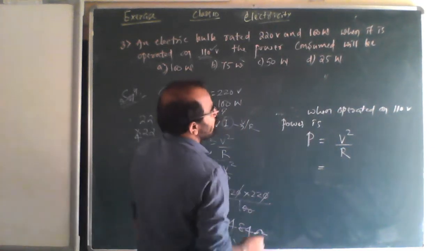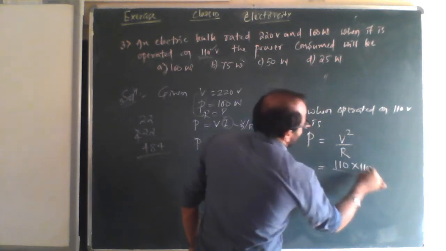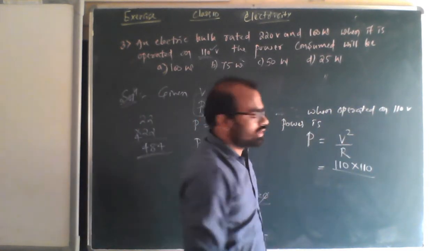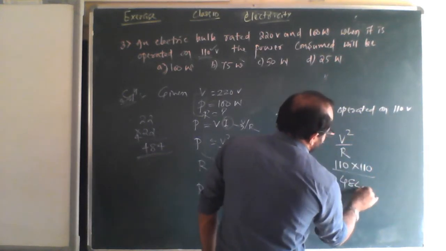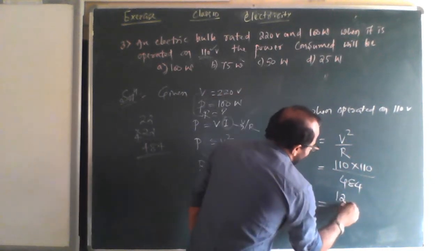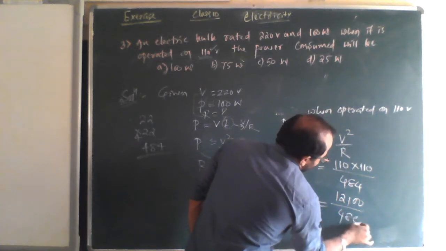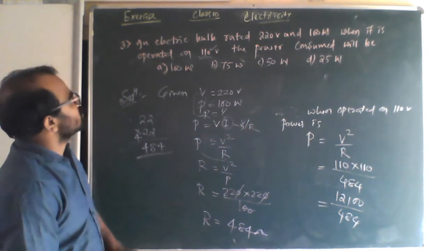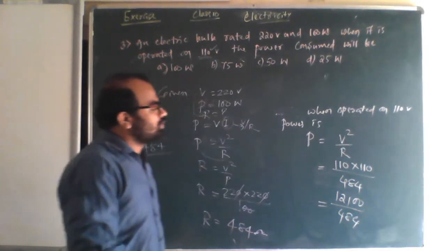So 110 volt into 110 volt, V is 110. So 110 volt into 110 volt divided by R, that is 484. So 11 into 11 is 121. Two zeros are there. Let me add those zeros, divided by 484. So we have to check here. Definitely 100 cannot be the answer because 484 is there, 121 is there.